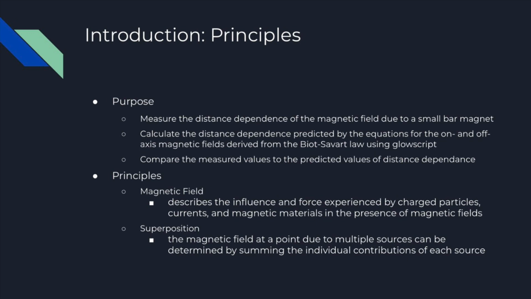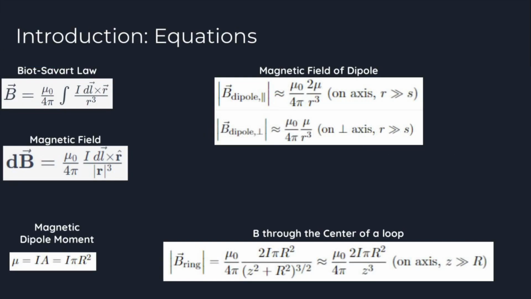The magnetic field describes the influence and force experienced by charged particles, currents, and magnetic materials in the presence of magnetic fields. The principle of superposition states that the magnetic field at a point due to multiple sources can be determined by summing the individual contributions of each source in all directions. The formulas used throughout this lab include the Biot-Savart law, the magnetic field formula, magnetic dipole moment, magnetic field of a dipole, and magnetic flux density throughout the center of a loop, on axis and parallel.